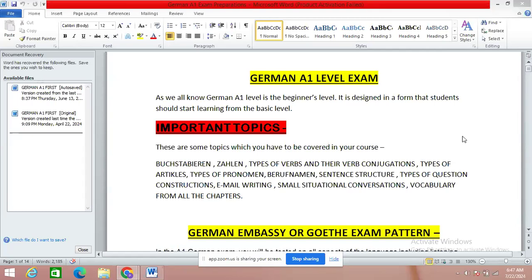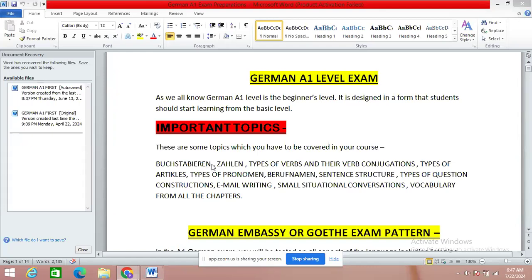There are some important topics which you should include in your course. If you have completed your course or you are going to plan for the course, so this section of topics should be included in your course. The topics are the Buchstabieren. Buchstabieren means to do the spelling of your particular word.